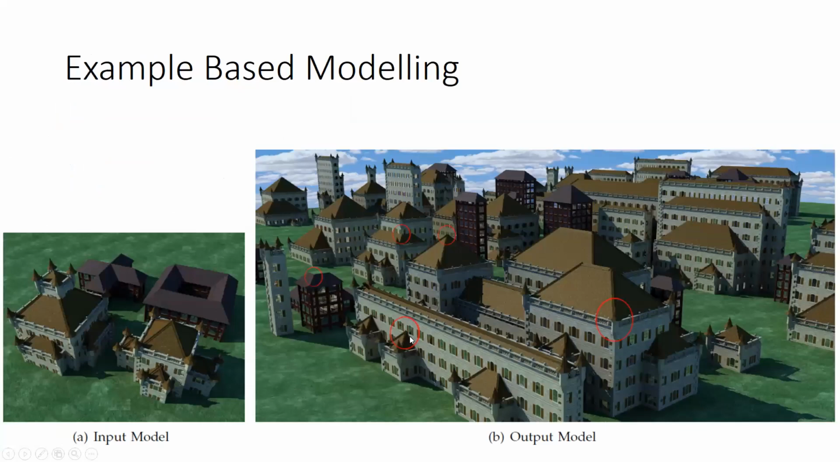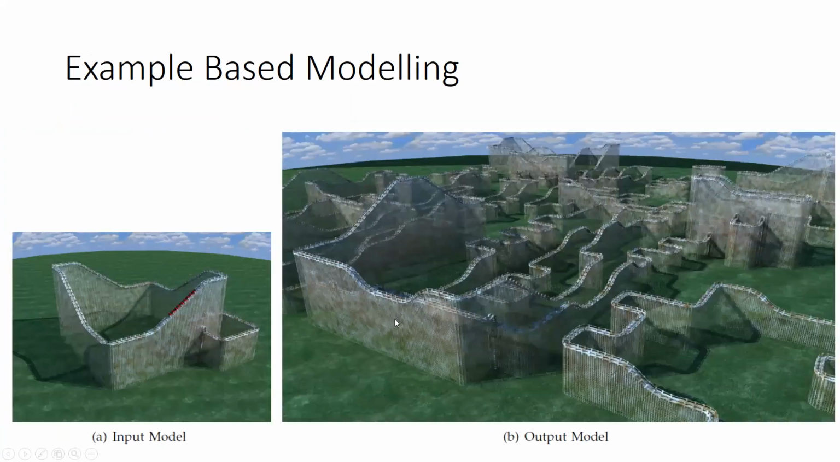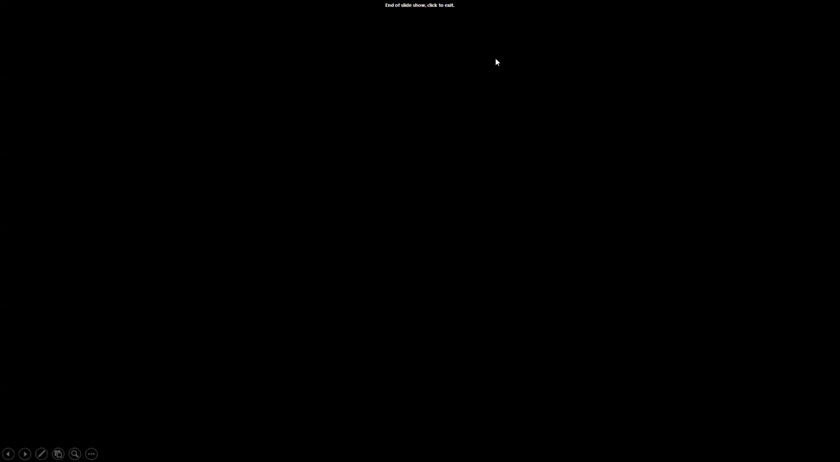Even with buildings, you have some input models, and you output models which have more variety. This is a space station based on your models, which is also grammars, and this is a roller coaster. You have an input model of the roller coaster, and you generate a very big roller coaster from your example.